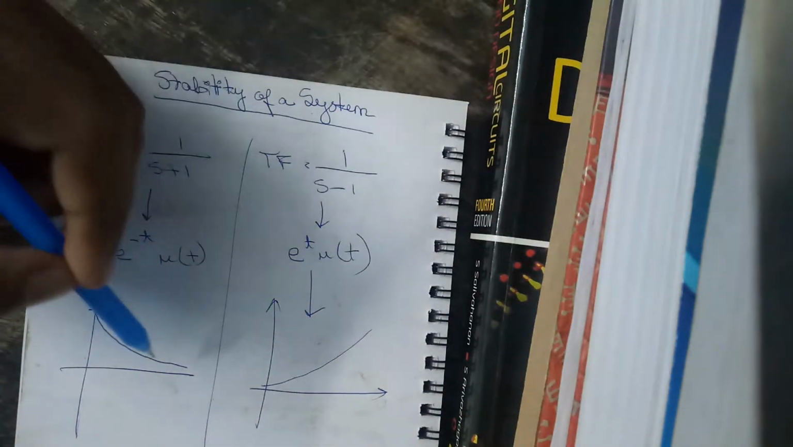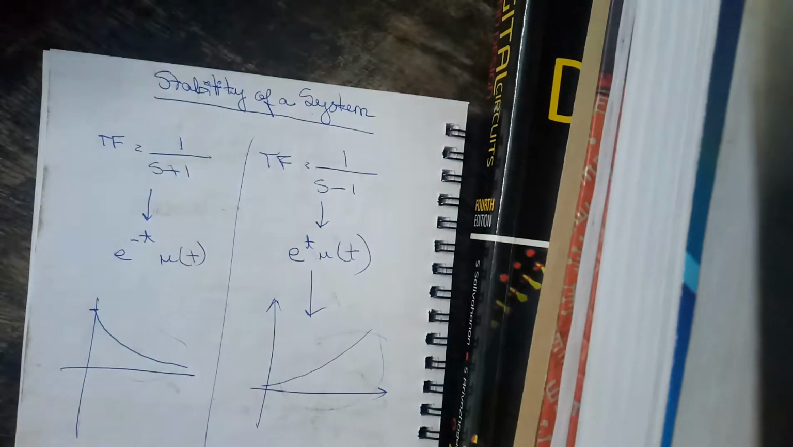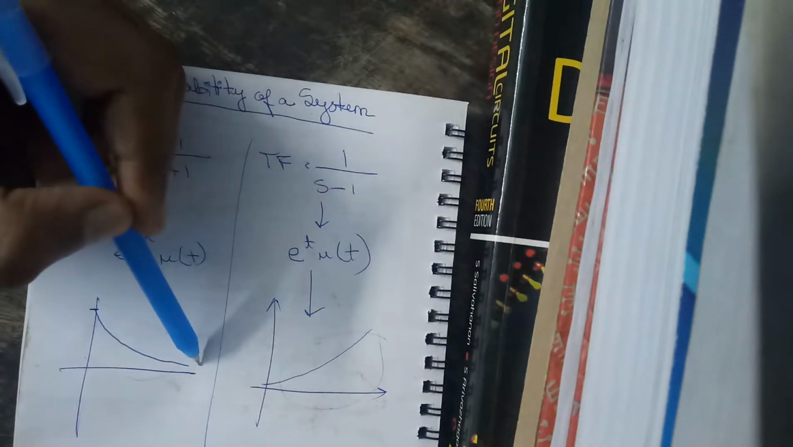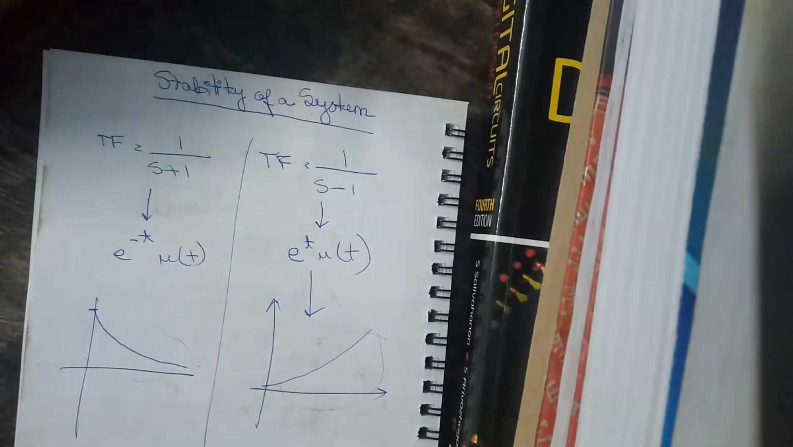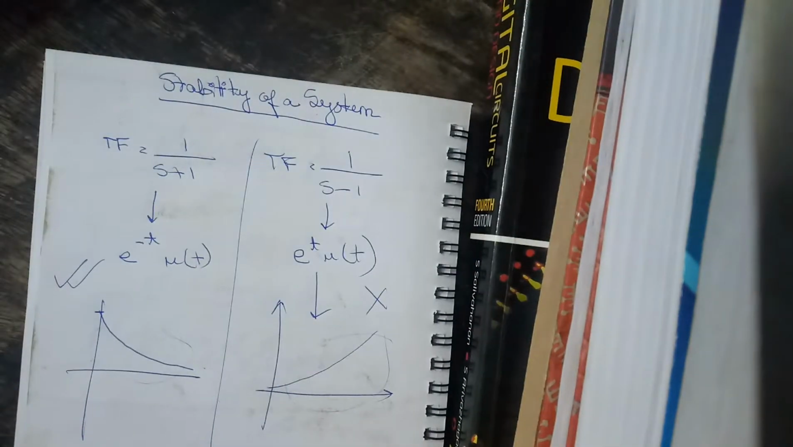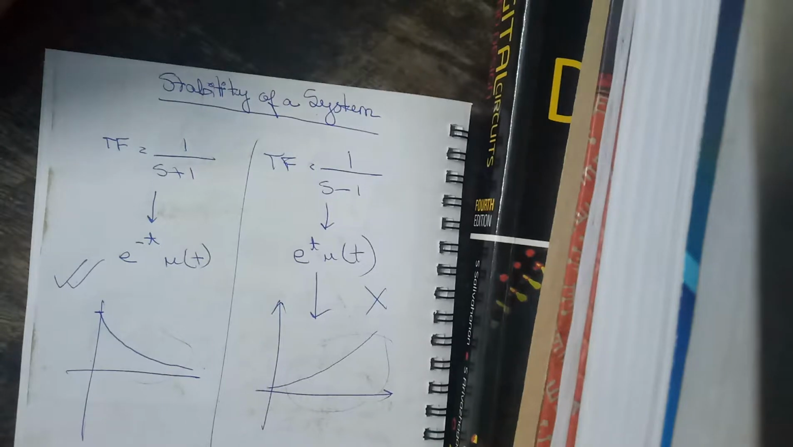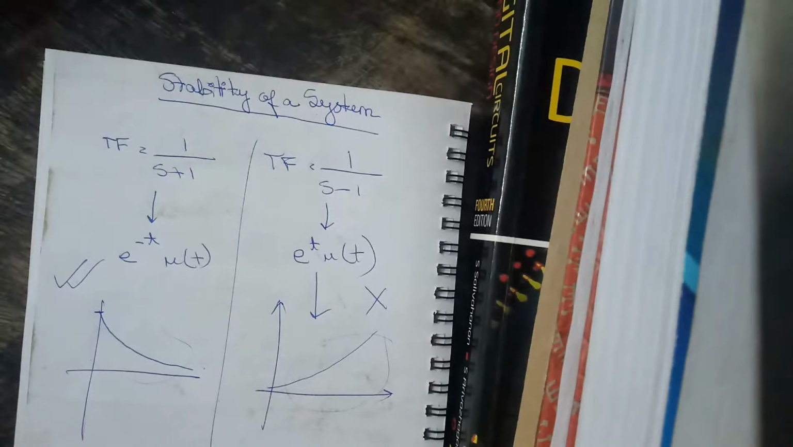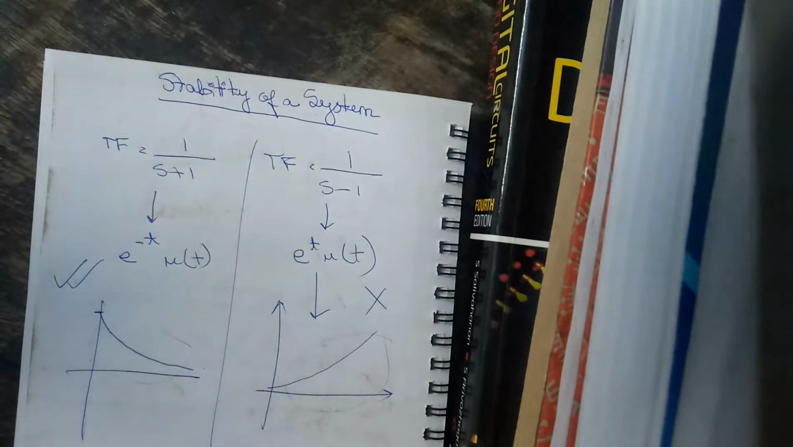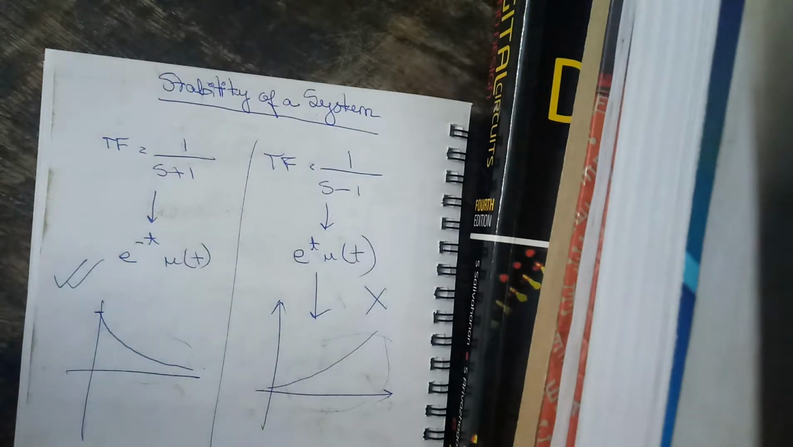So you tell me, which system is stable? This system goes to an infinite value when time tends to infinity, and this system tends to a finite or zero value when time tends to infinity. So this is a stable system, but this is not. This is the criterion we take into account when we talk about stability: whether the output of the system reaches a finite value at time t equal to infinity, or whether it reaches infinity. This is how we calculate whether the system is stable or not.